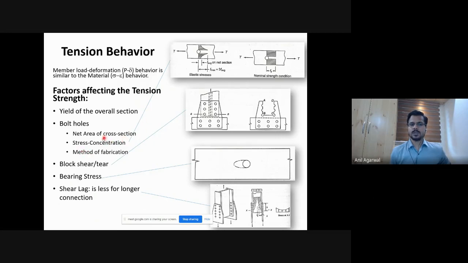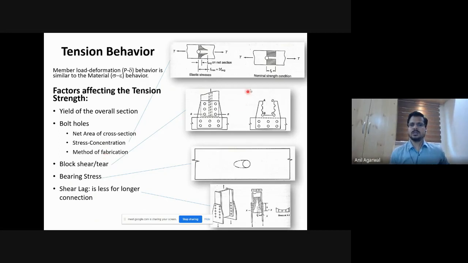Considering all this, we take whichever is the lower, whichever gives us the lowest capacity, because we don't want the overall cross-section to yield, and also we don't want the net section to rupture. The rest of it we allow. Then you have a block shear. We will talk about block shear failure. I'm sure you must have all studied that.